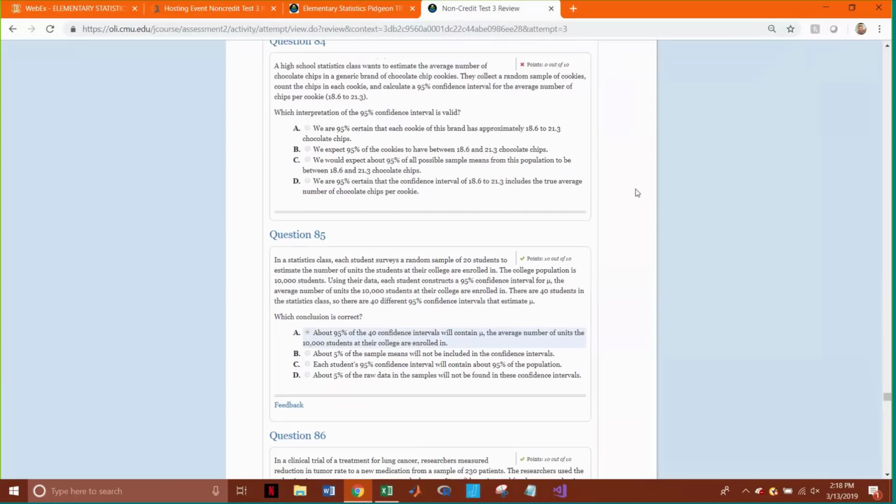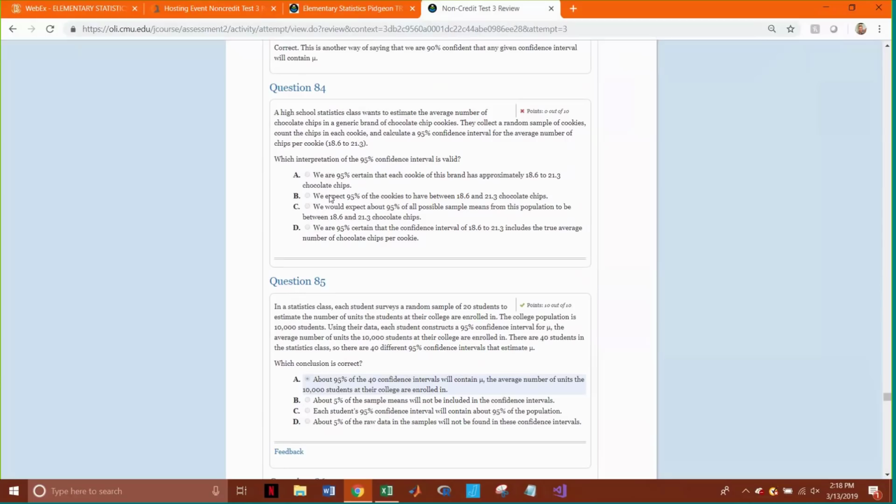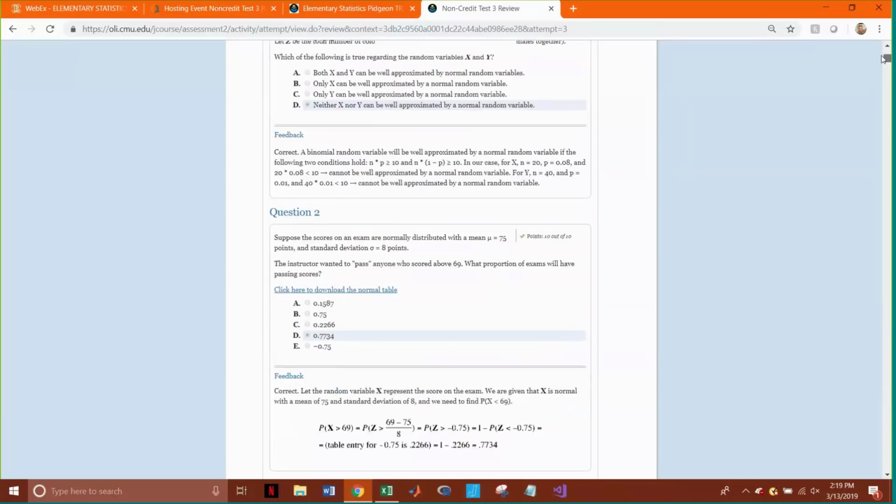So review this attempt. Let's see what we got wrong. Oh, here we go. Oh, my answer disappeared, or did I not answer it? This is the same weird thing about the chocolate chip cookies. That question appeared so many times. So with number 84, it didn't answer the question. So how do we interpret the interval? We are 95% certain that the confidence interval 18.6 to 21.3 includes the true average. That question was on there before, so I think it's just like 94 and 95. But anyway, all my other answers are correct.